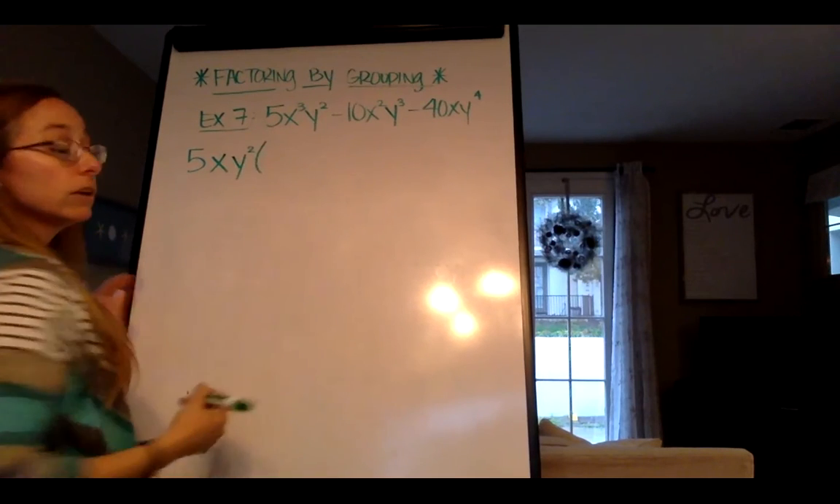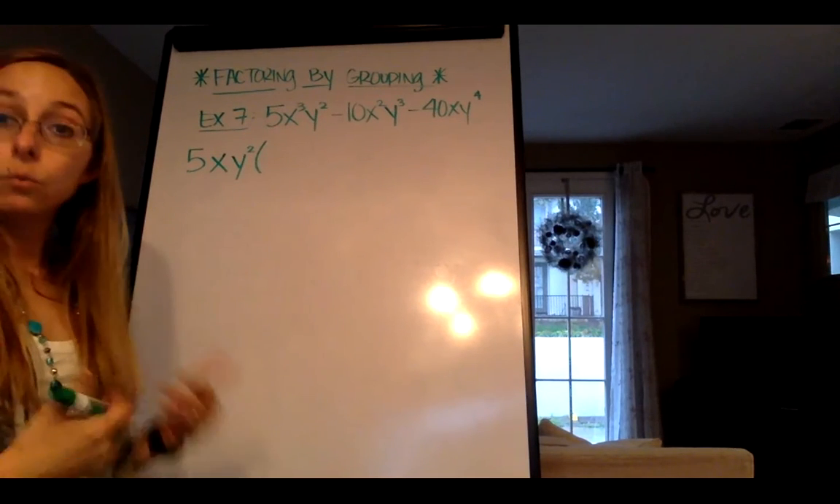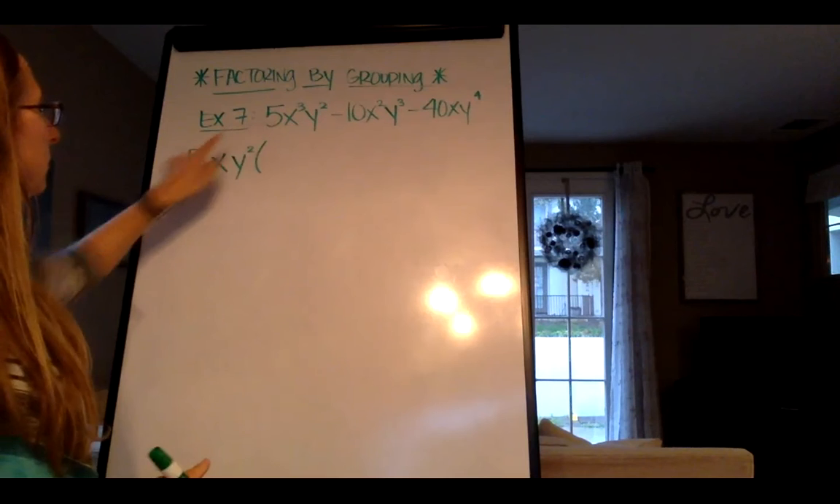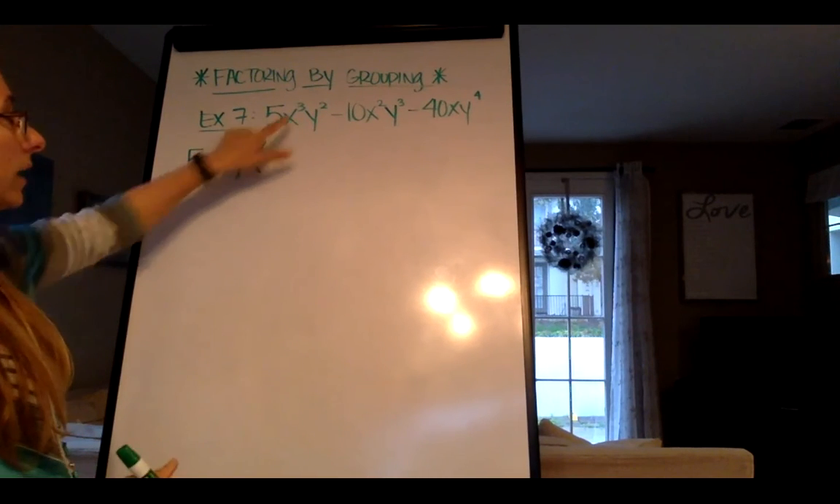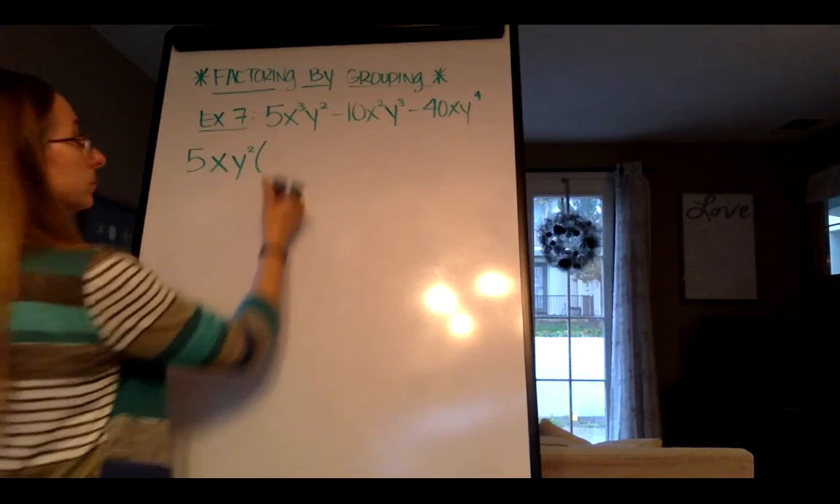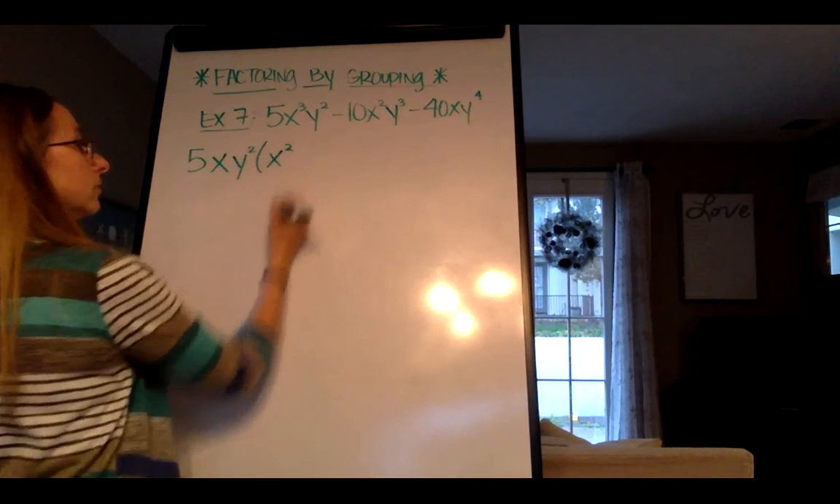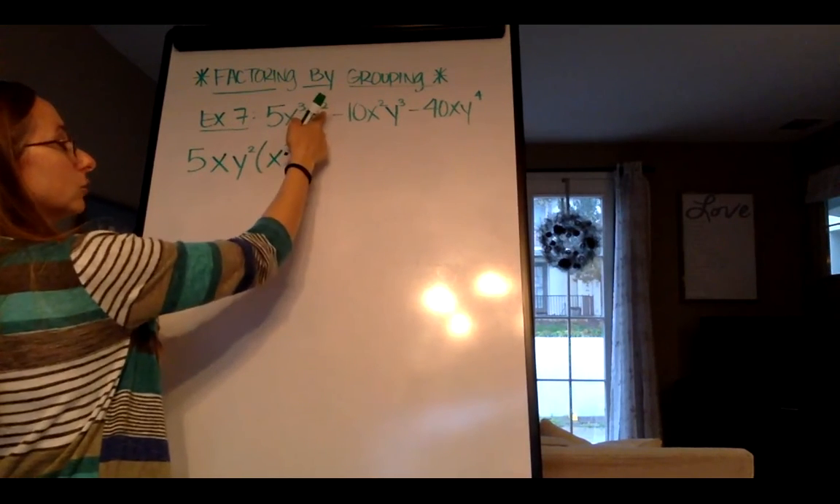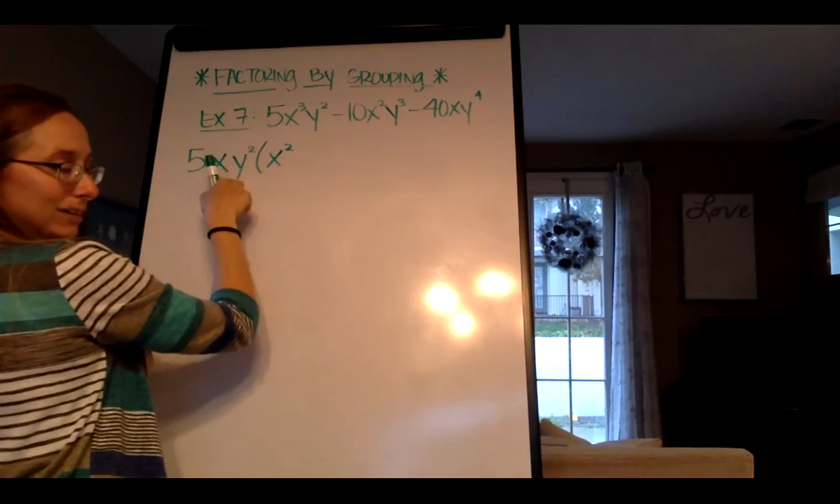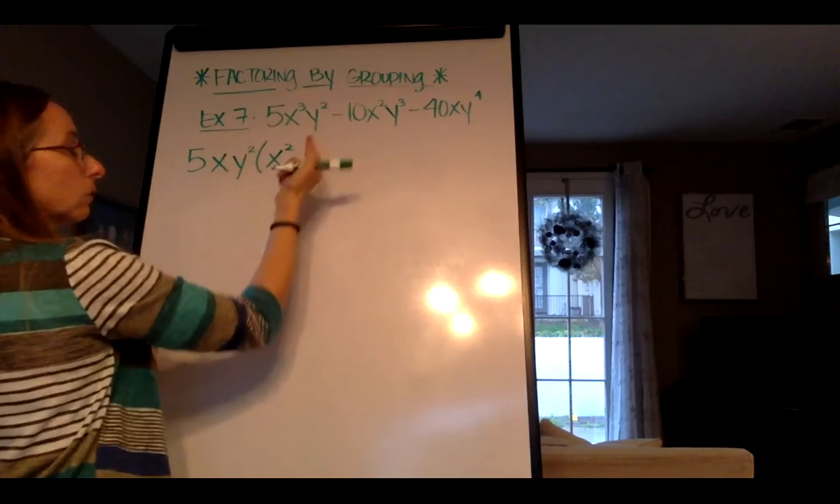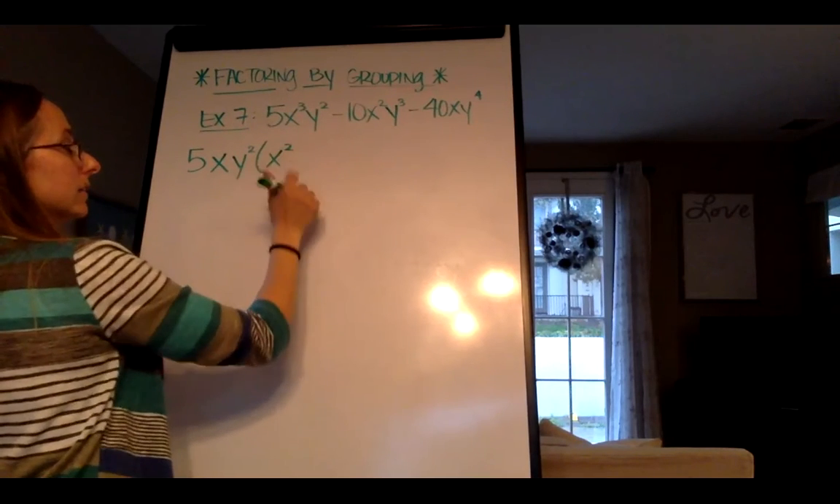So factoring out 5xy squared, what are we left over with? Well, 5 divided by 5 is 1. X to the third, we took out 1, so 3 minus 1 is 2. So we have left over x squared. We had y squared, and then we factor out y squared, so 2 minus 2 is 0. Okay, so no more y's.